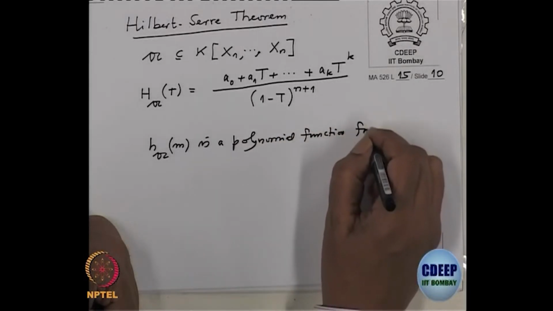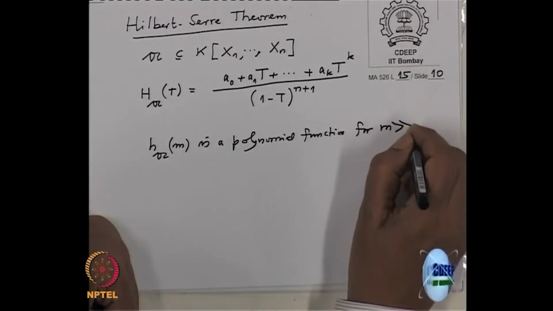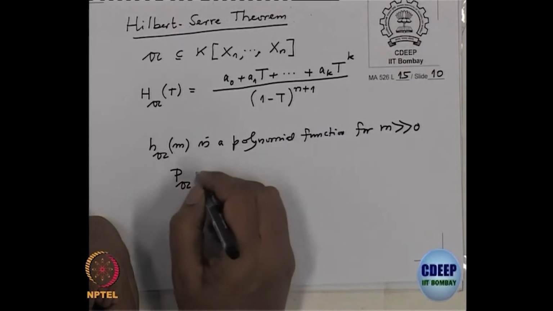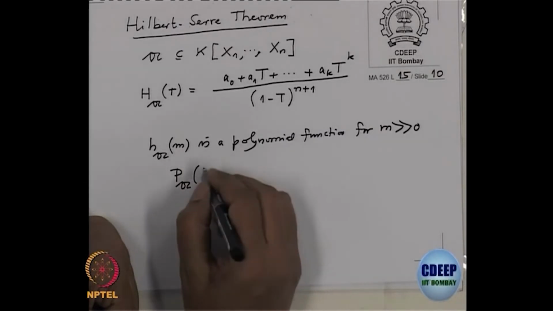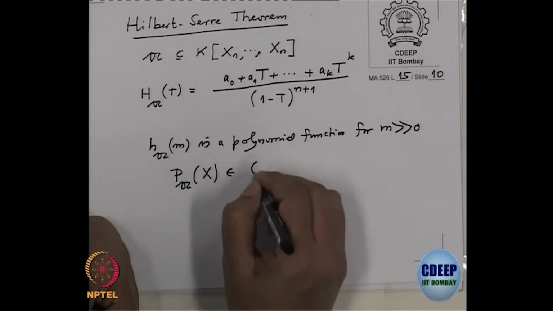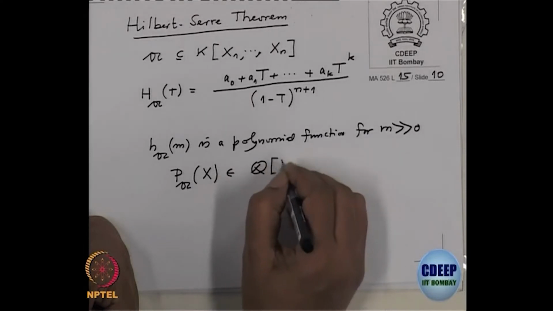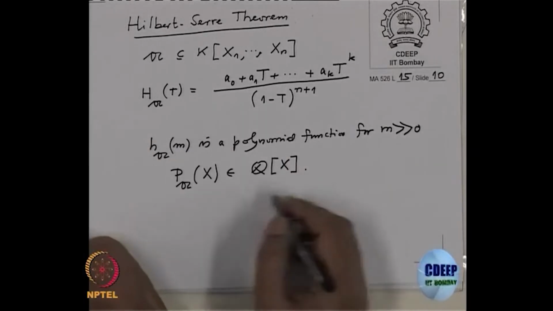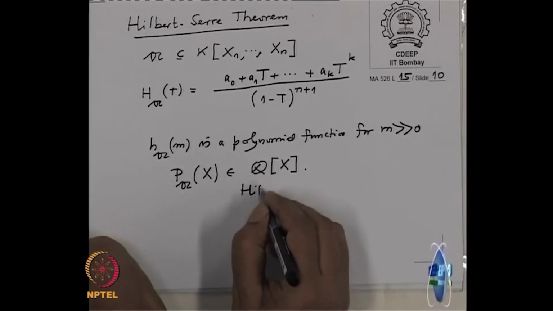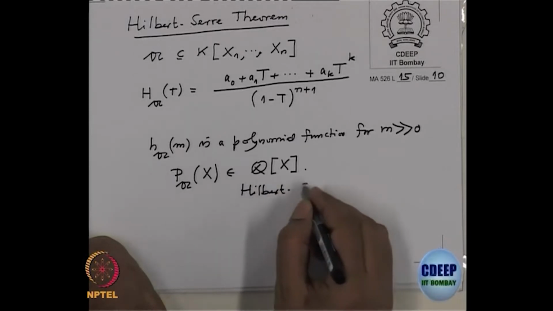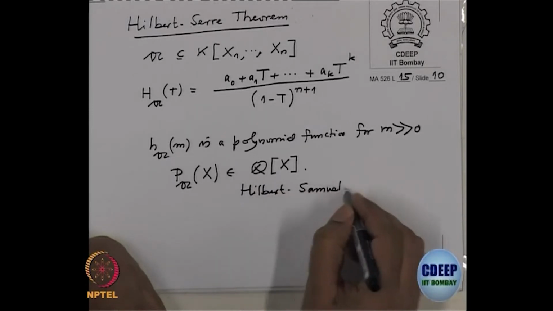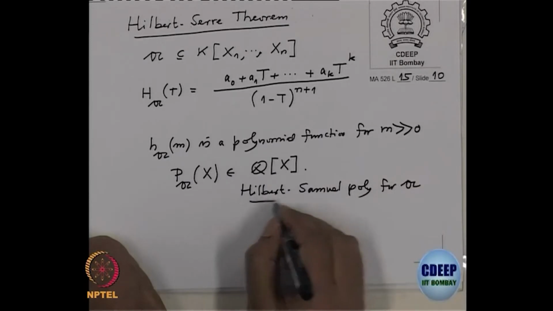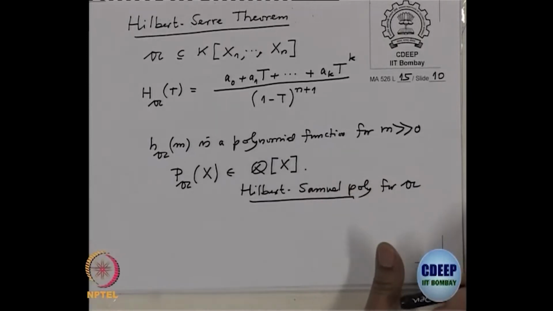for large m, and that polynomial one denotes by P_A, and this is a polynomial with rational coefficients. This polynomial is called Hilbert polynomial or Hilbert-Samuel polynomial for A. All right.